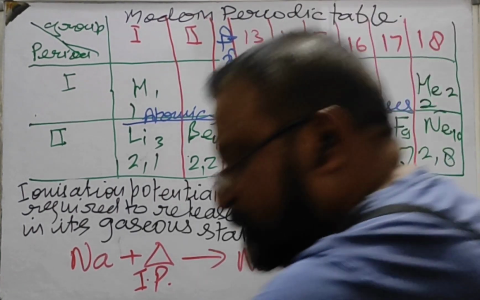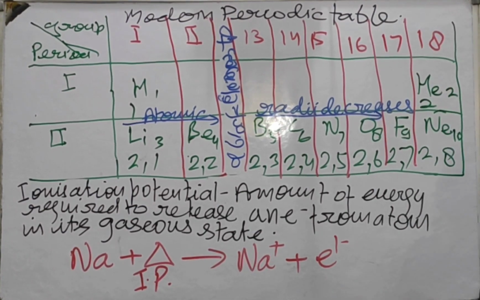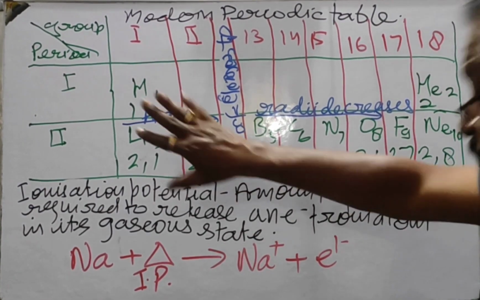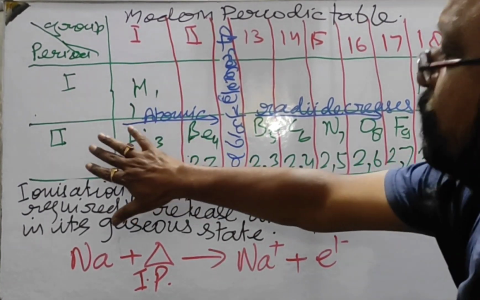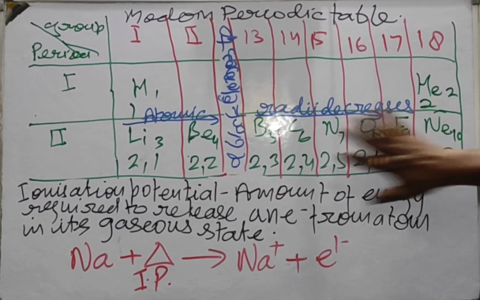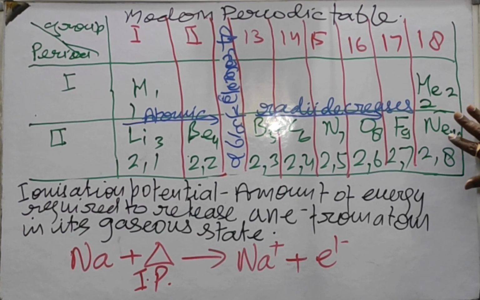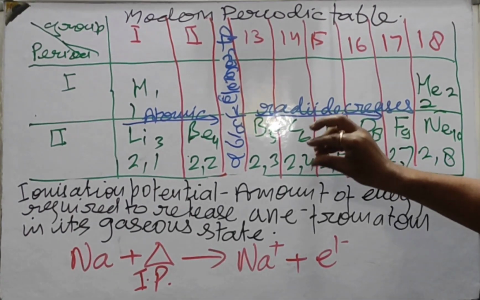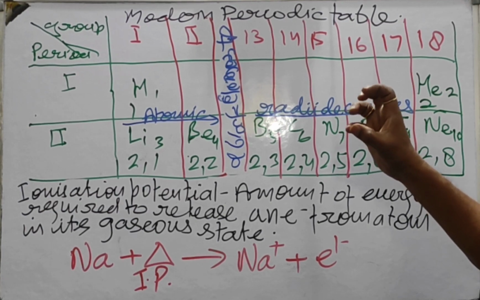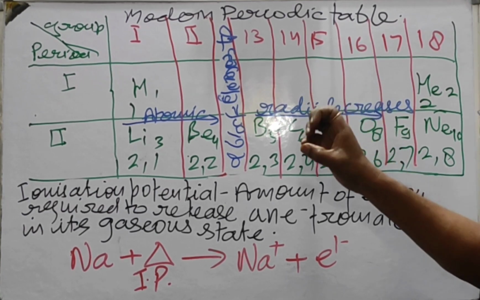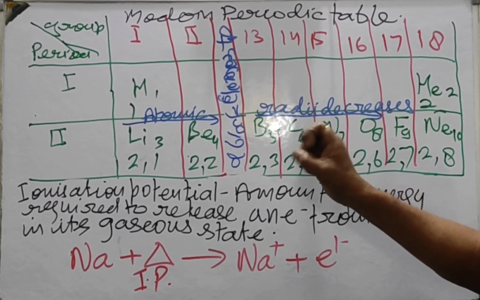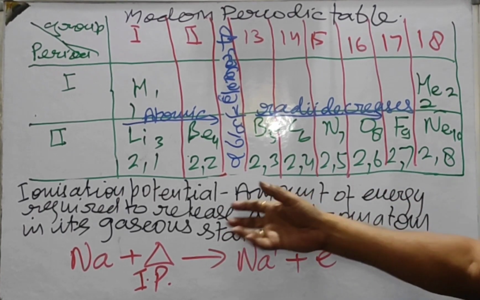I hope you understand. So actually, what happens from left to right in a period? You see, the electrostatic force of attraction between the electrons and protons is increasing, so atomic radii is decreasing. So for releasing an electron, you need more energy.